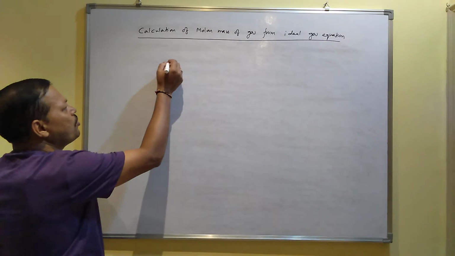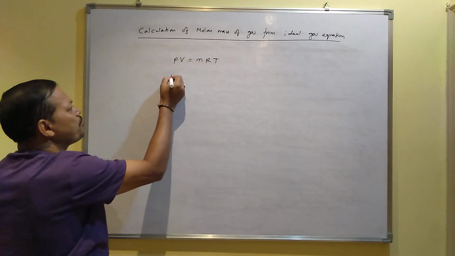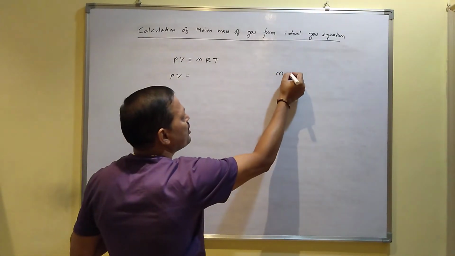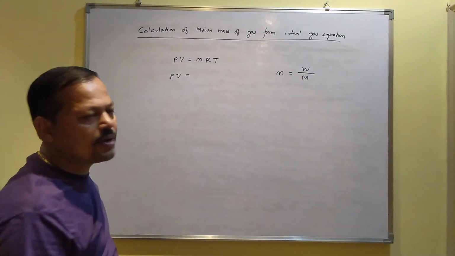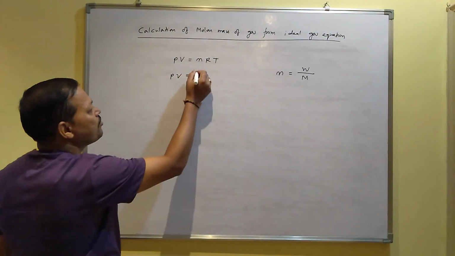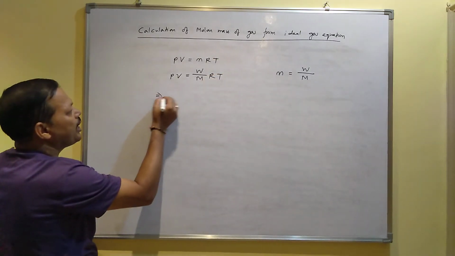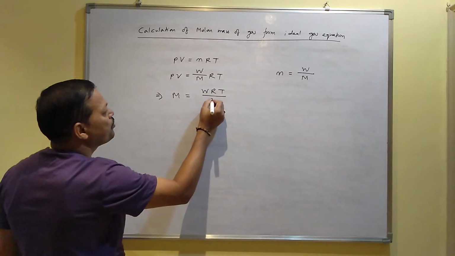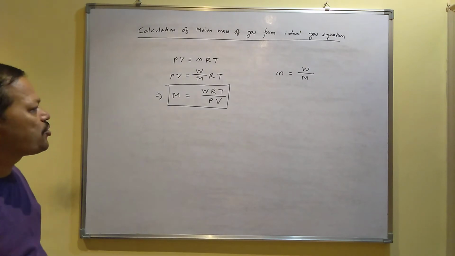How? As you know, from ideal gas equation you have PV is equal to nRT. What is n? n means number of moles, and number of moles is given mass by molar mass. I mean W is given mass, M means molar mass. So instead of n you can write W by M, RT, or M is equal to WRT divided by PV. So this is one of the equations by which you can determine the molar mass of some unknown gas.